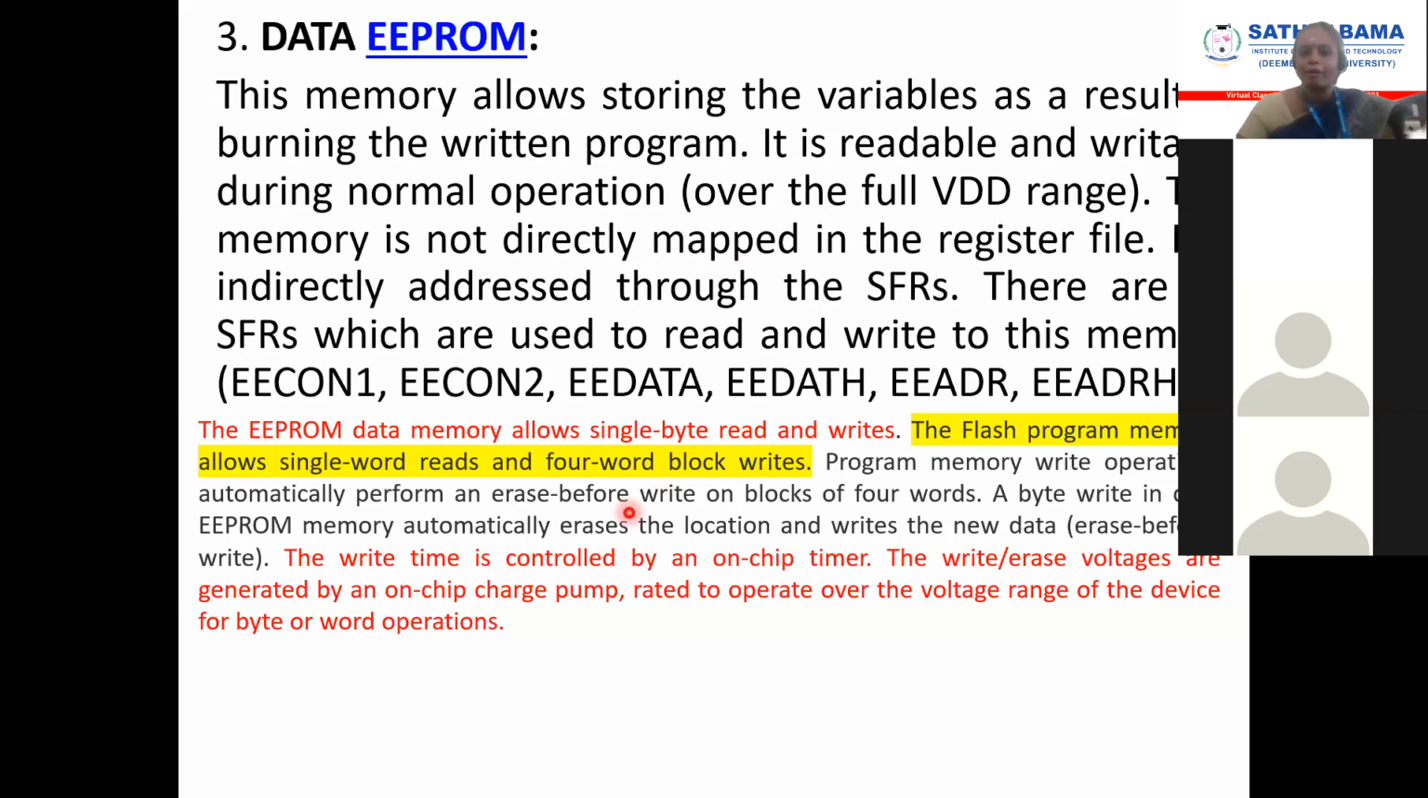So depending upon the full voltage range only, this data EEPROM will be there. Some special function registers are there. I told you, all SFR registers we will discuss separately, but this data EEPROM has 6 special function registers for read and write operation only: EECON1, EECON2, EEDATA.